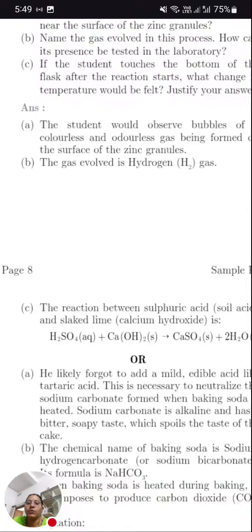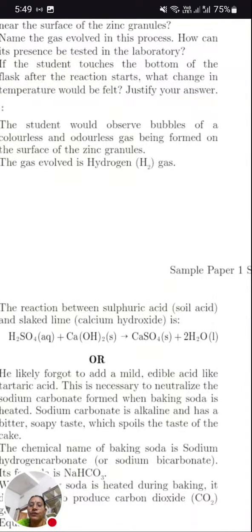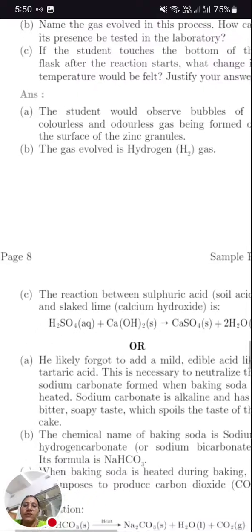Sulfuric acid plus Ca(OH)2 will form CaSO4 plus H2O. You can write any of the equations either with Ca(OH)2 or with CaO or with CaCO3. CaCO3 is the formula of chalk, CaO is quick lime, Ca(OH)2 is slaked lime. So yes, the equation can be completed with any of the given contents. Now the next question.